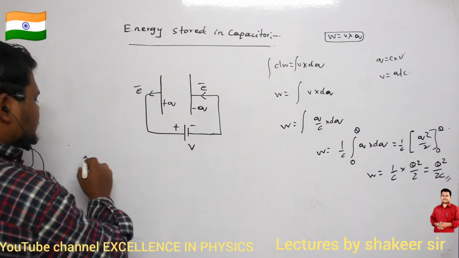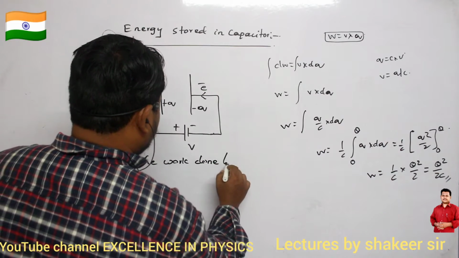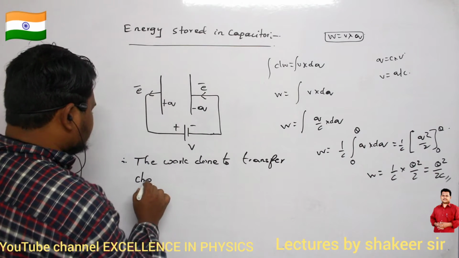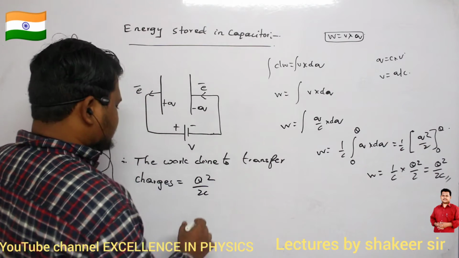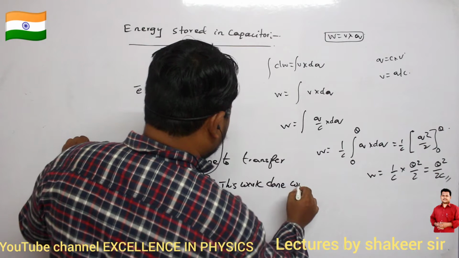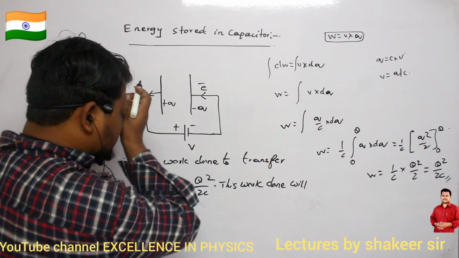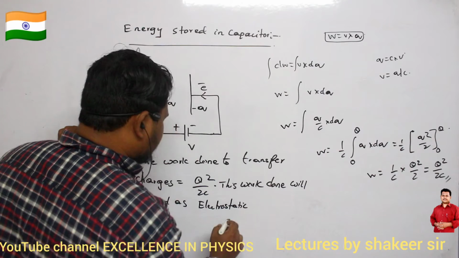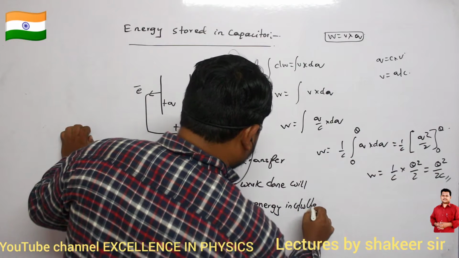Clear? So write down. Therefore, the work done to transfer charges will be how much? It is equal to Q square divided by 2C. And this work done will be stored as electrostatic energy in between the plates of the capacitor.